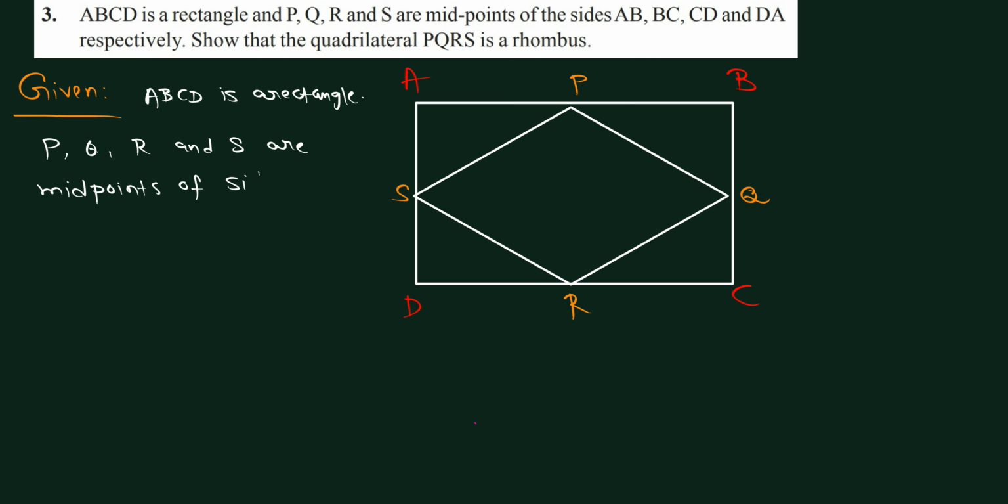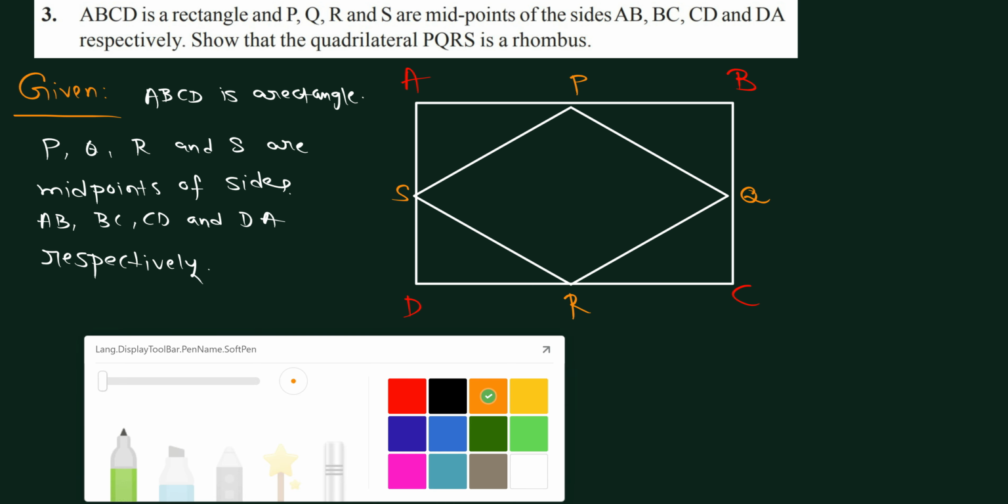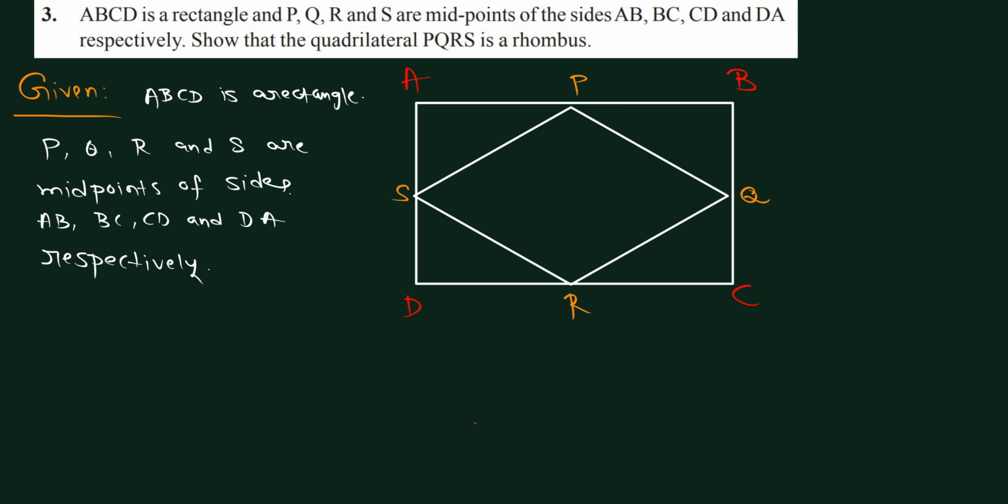Midpoints of sides AB, BC, CD, and DA, respectively. So to prove PQRS is a rhombus, we need to prove adjacent sides are equal.